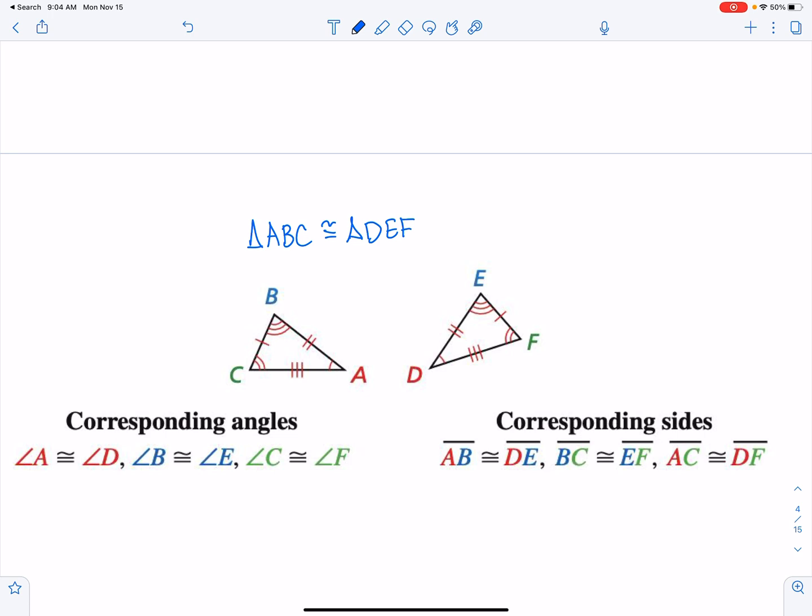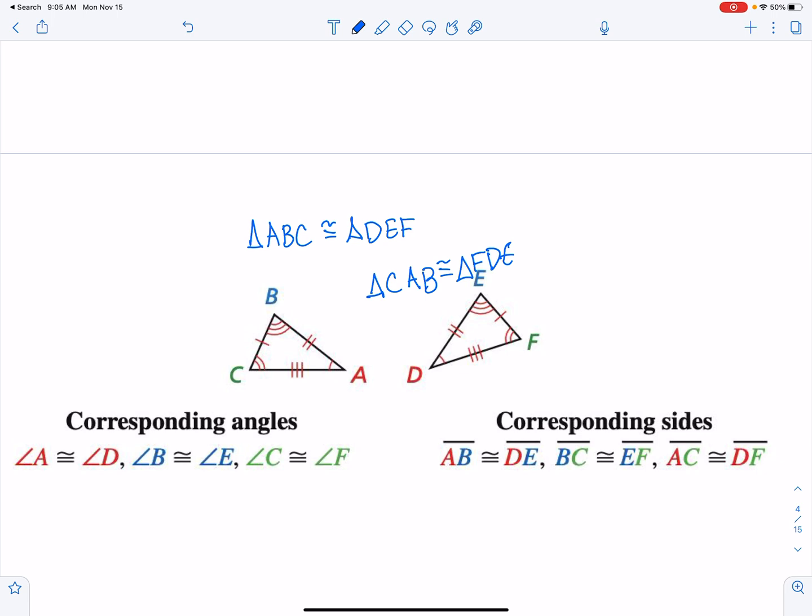Up above, that's your congruence statement. So some of your problems in your homework will ask you to write another congruence statement. Again, simply just change the order. So another one would be something like triangle CAB is congruent to triangle FDE. So those two congruent statements are saying the same thing. They mean the same thing. The parts match up how they're supposed to.